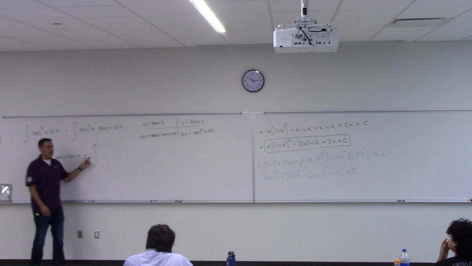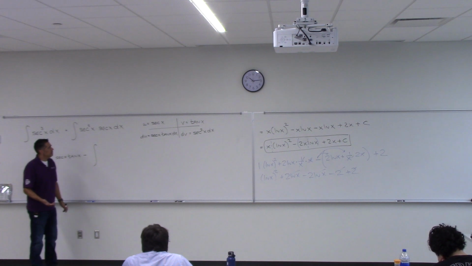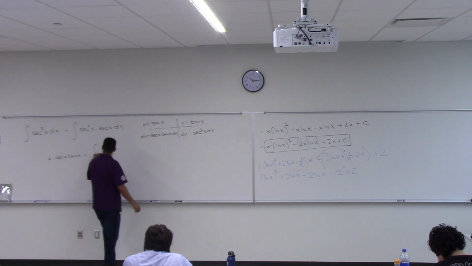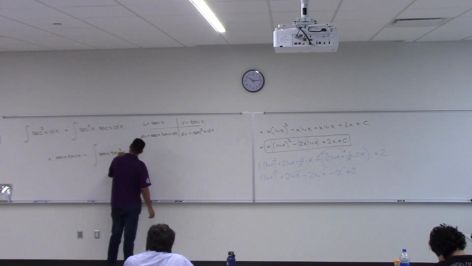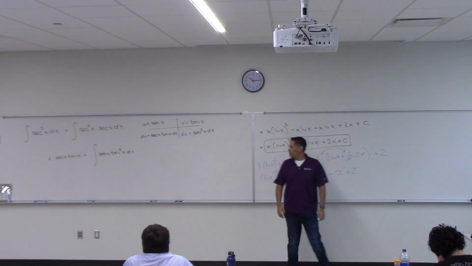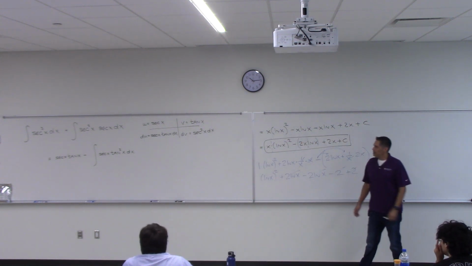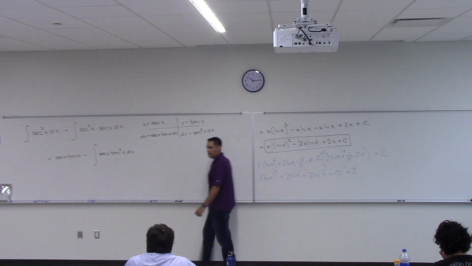Are there any constants that I can pull out of voodoo? No. What is voodoo? Secant x tangent squared x, yeah? Ugh. That does not look good, does it? Secant x tangent squared x actually looks kind of bad, yes?